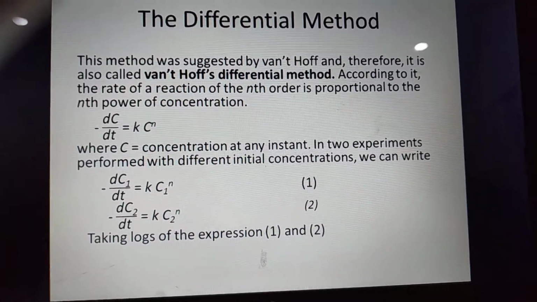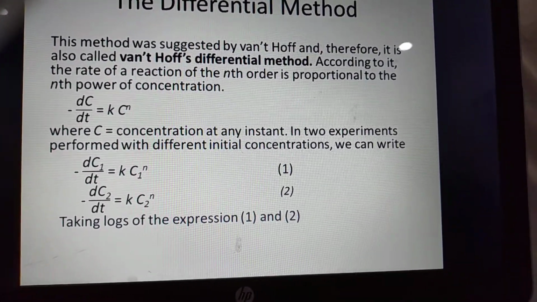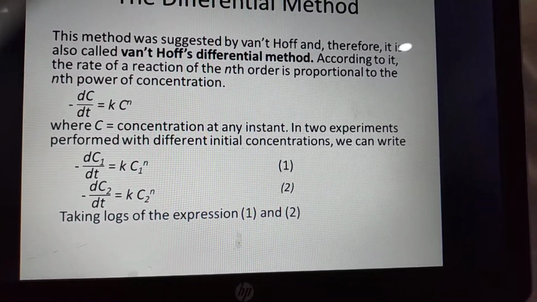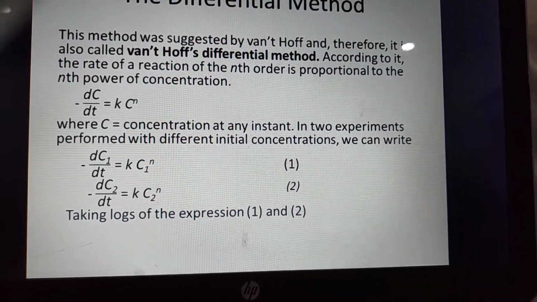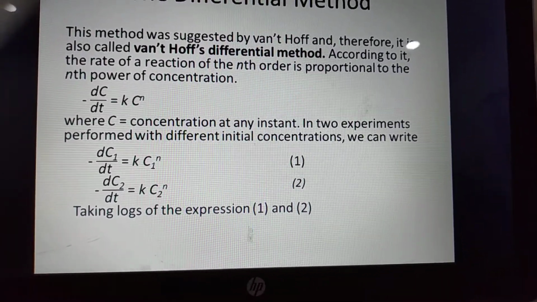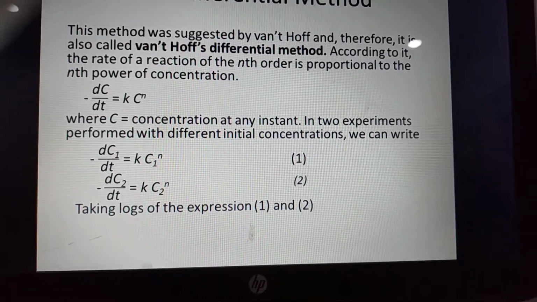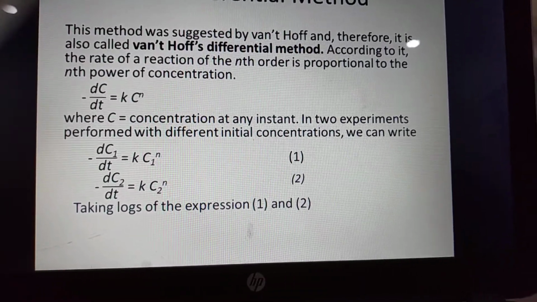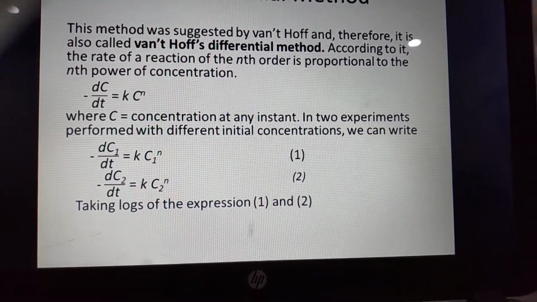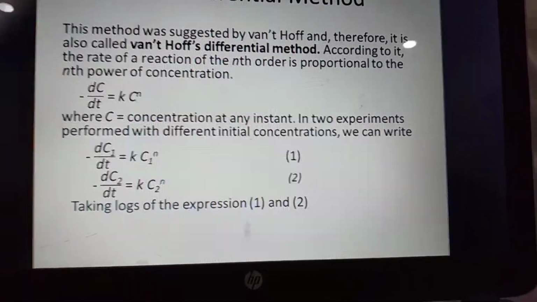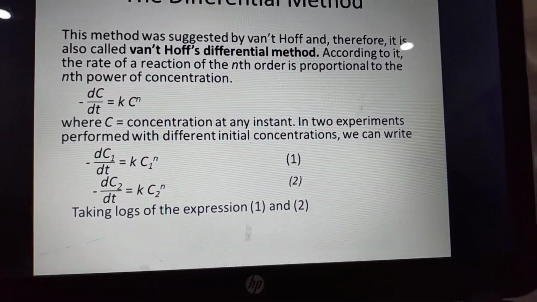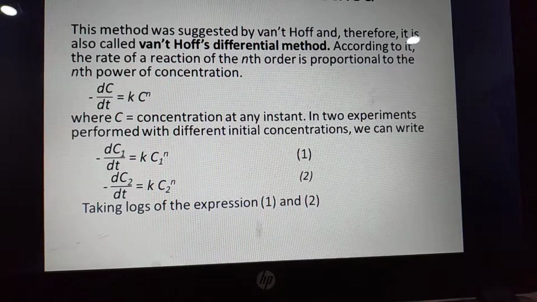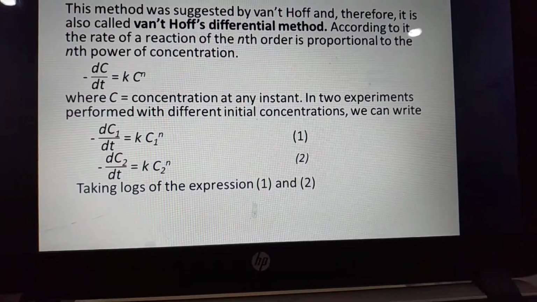This method was suggested by Van 't Hoff, and therefore it is called Van 't Hoff's differential method. According to this, the rate of the reaction of the nth order is proportional to the nth power of concentration. So minus dC over dt is equal to K C raised to the power n, where C is the concentration at any instant. If in the two experiments performed, C1 and C2 are the concentrations, then minus dC1 over dt is equal to K C1 to the power n. This is the first equation. Minus dC2 divided by dt is equal to K C2 raised to the power n.